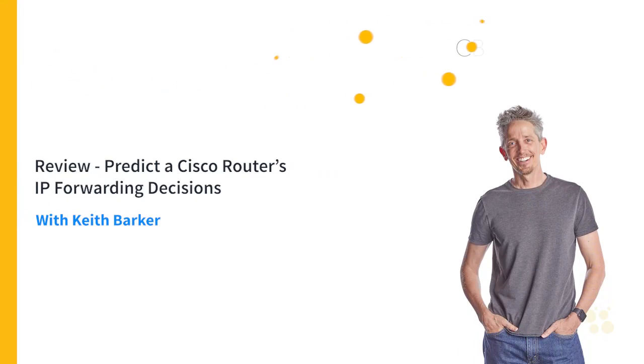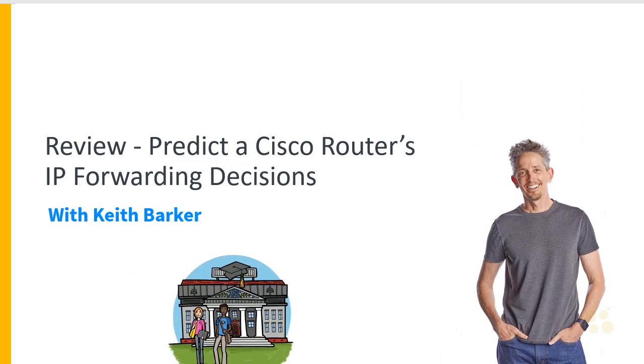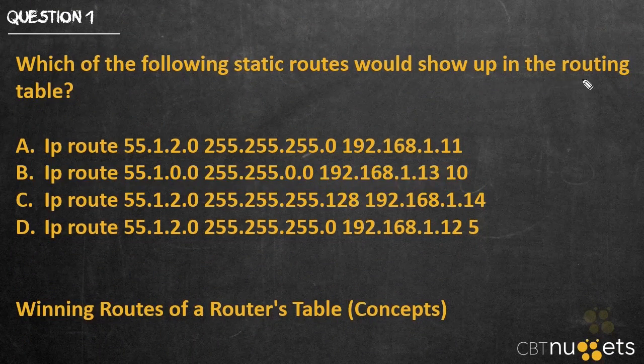So as we continue to learn and understand how the routes get into the routing table, and then once they're there, which route is going to be used by the router, let's take a few moments and do a few review questions to confirm our understanding. So let's start with question number 1. Which of the following static routes would show up in the routing table?